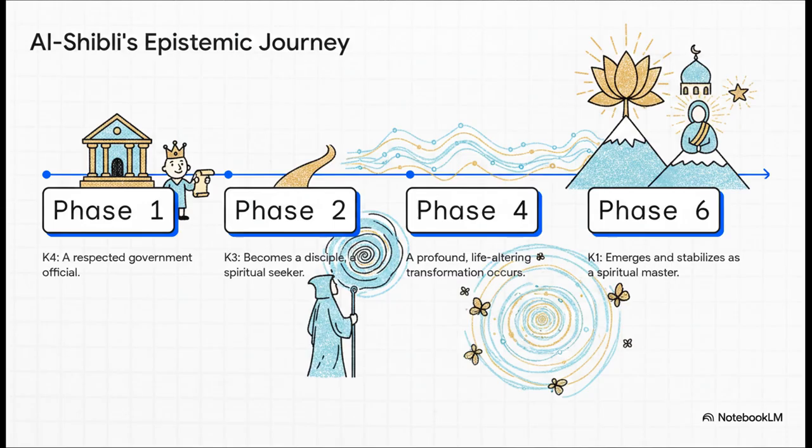He didn't just stay in one quadrant. He started his career firmly in K4 as a government official. Then he became a seeker, moving into K3. After a massive transformational event, he eventually emerged and stabilized in K1 as a recognized spiritual master. This journey across the map, that's what HoP calls quadrant morphosis.